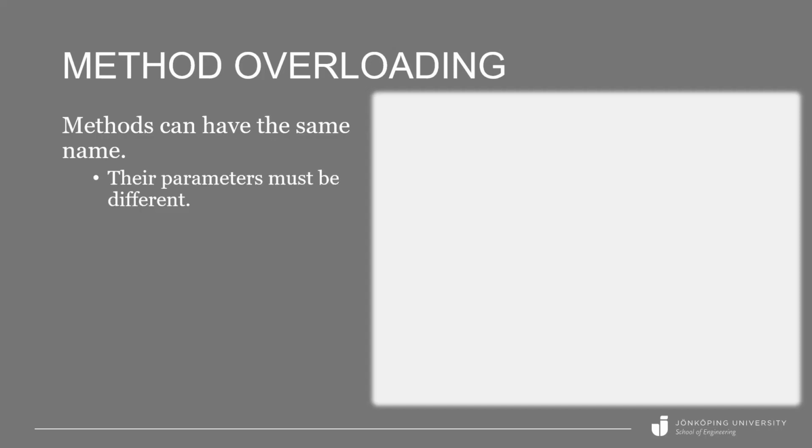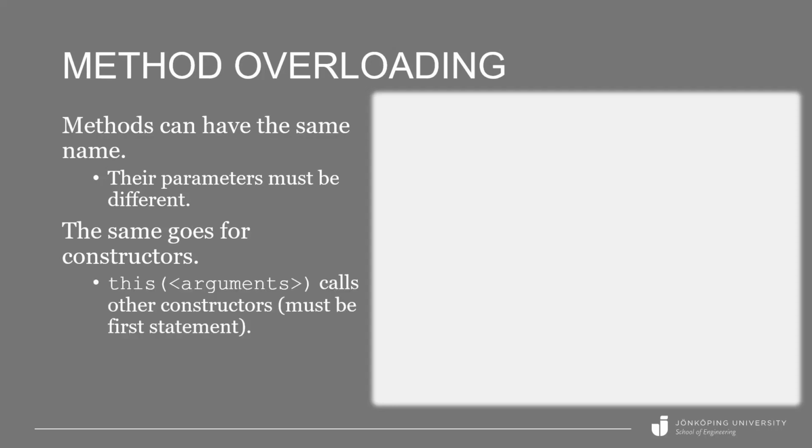Classes in Java support something called method overloading, which means that different methods in the same class can have the same name, but their parameter lists must somehow be different. So a different number of parameters or different types of parameters. This is not only valid for methods, it is valid for constructors as well. And inside a constructor, if you want to call another constructor inside the class, then you can call the other constructor by using the special this variable, like this.